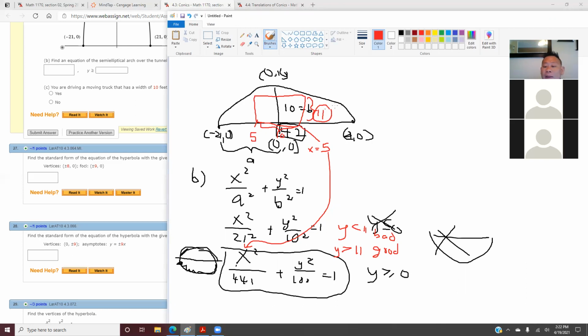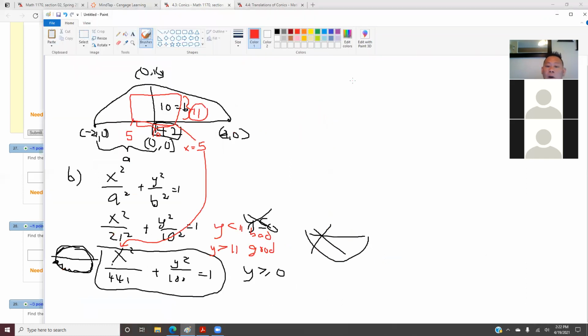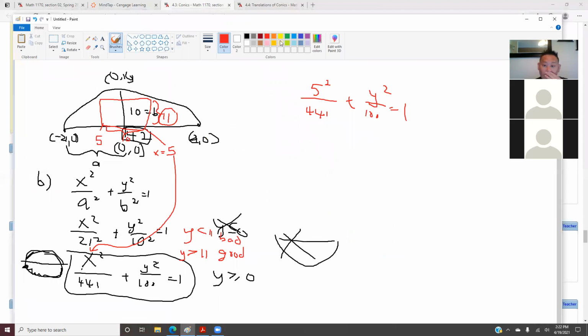So let's plug 5 into this equation here. This is mostly calculator work. So 5 squared over 441 plus y squared over 100 equals 1. And we will try to solve for y here. So I move this over there, so it becomes negative 25 over 441. Make sure you use your calculator here. And then in order for me to get rid of this 100, I multiply this by 100, so this 100 will be gone. And then after that, I'll take the square root of it.